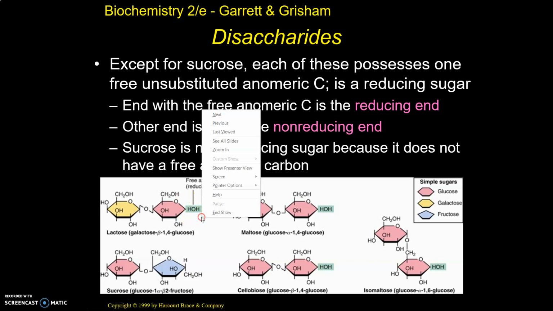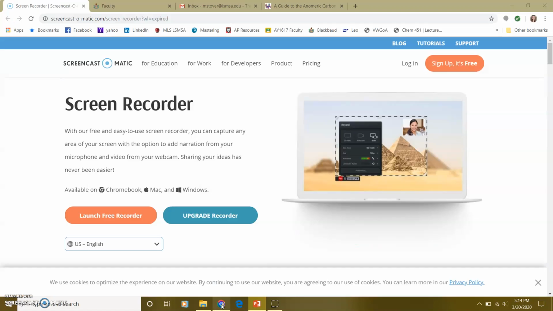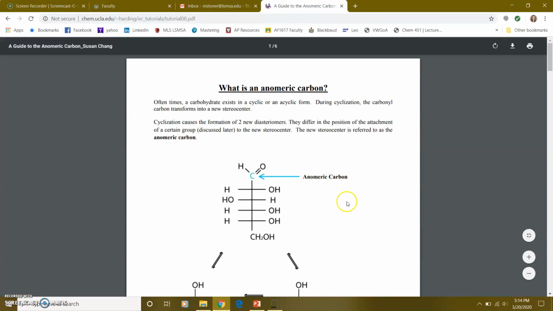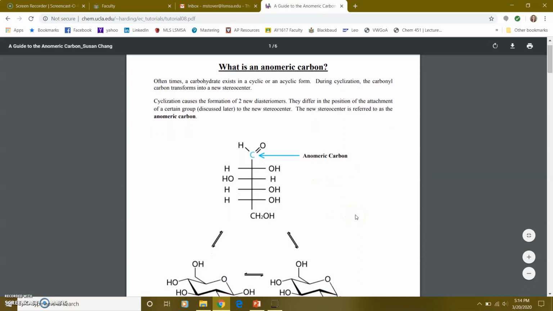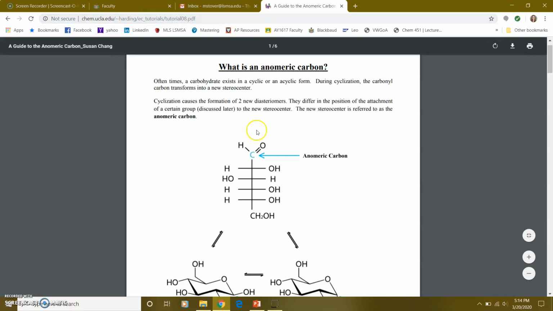Okay, so let's talk about anomeric carbons a little bit more. What I'm going to do is shoot over to a link I found, because I know that I didn't require you guys to take organic chemistry. So this is what an anomeric carbon is, okay? This is at Chem UCLA if you want to find it on your own. But the anomeric carbon is this.